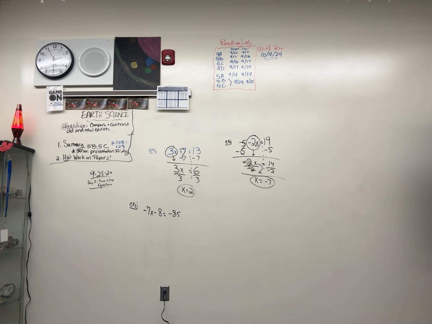Negative 7x minus 8 equals negative 85. I'll give you 10 seconds to get started on it.